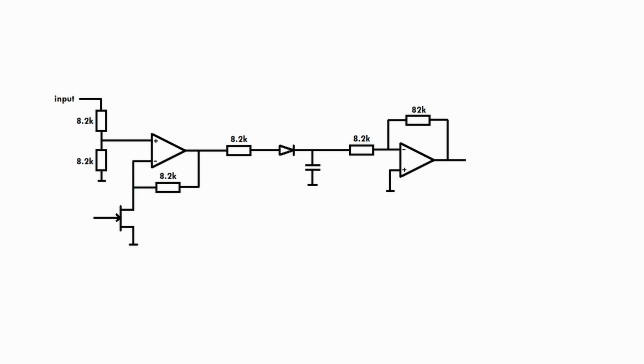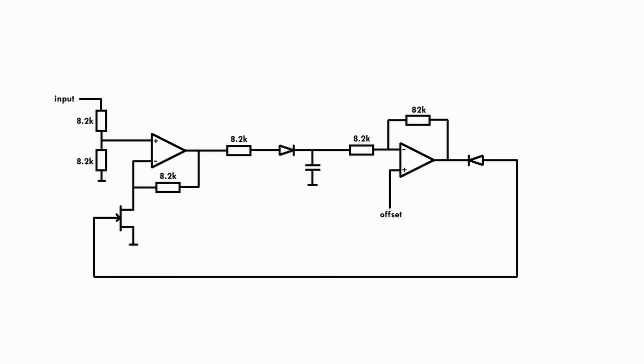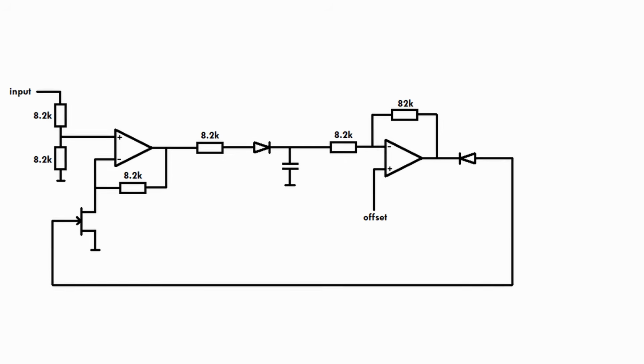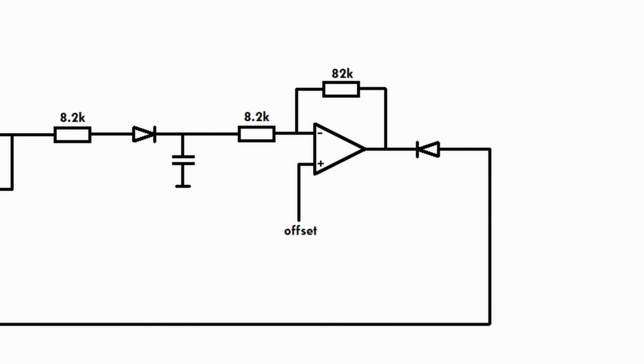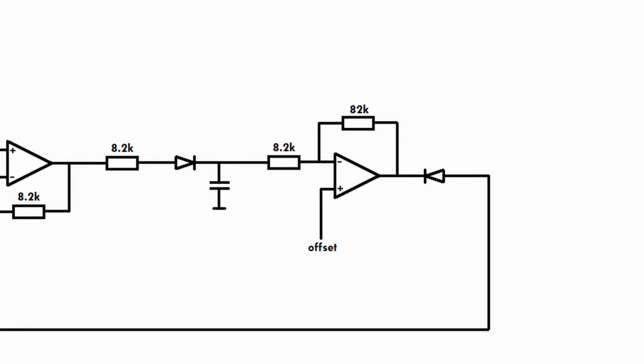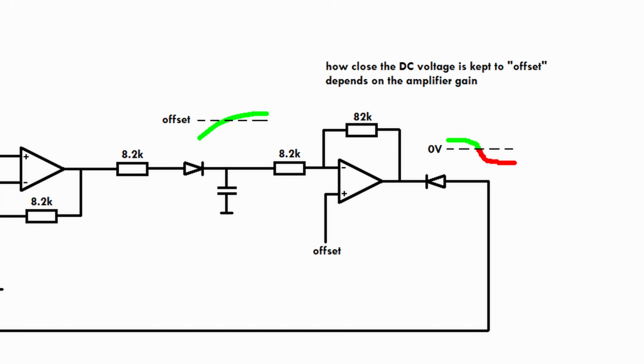Finally, what I've also done is, instead of tying this amplifier to ground, I've tied it to an offset voltage. And I've also added a reverse diode at the output. So this allows you to set the cut-in level of the compressor. So once the amplitude gets above this point, that's when the circuit starts working. And so by setting this offset voltage, you can configure the threshold above which you want the circuit to start doing its thing. So that is the electronic circuit.